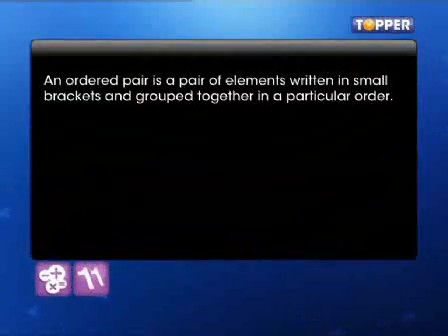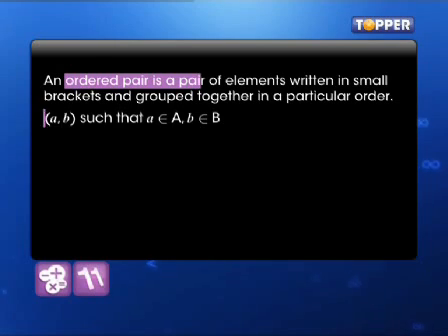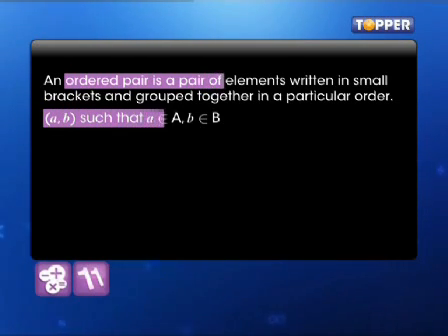Alright, now let's formally define all the concepts. Ordered pair. If A and B are any two non-empty sets, then an ordered pair is a pair of elements written in small brackets and grouped together in a particular order. For example, (a, b) such that a belongs to A, b belongs to B is an ordered pair.